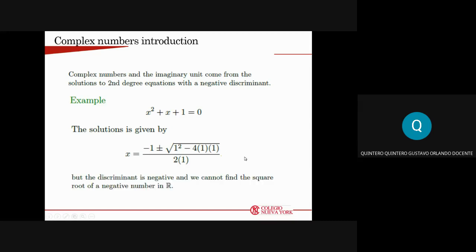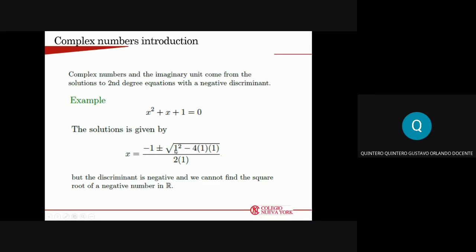Here's an example. Let's look at this quadratic equation. Simple quadratic equation, right? Absolutely simple. Now, we have it equal to 0, so we can apply the quadratic formula, right? We use the quadratic formula, and this is what we have. We simply replace the values of a, b, and c. Remember that? Quadratic formula, right? Absolutely simple. But if you continue with this, the discriminant will be negative.